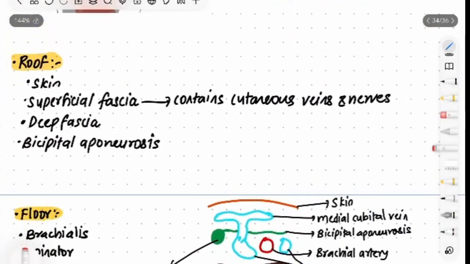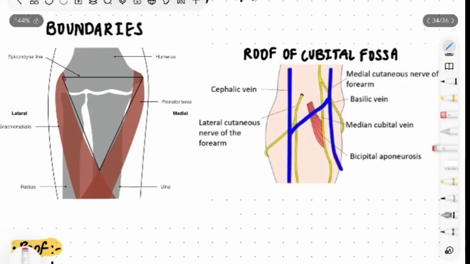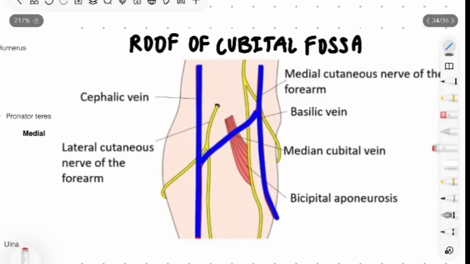Now, roof of cubital fossa. The roof of cubital fossa is formed by skin, superficial fascia, deep fascia, and bicipital aponeurosis. The superficial fascia contains some cutaneous nerves and veins. So this is the diagram of the roof of cubital fossa. It contains the cephalic vein on the lateral side and the basilic vein on the medial side. Connecting these two, cephalic and basilic vein, there is an obliquely upward running medial cubital vein.